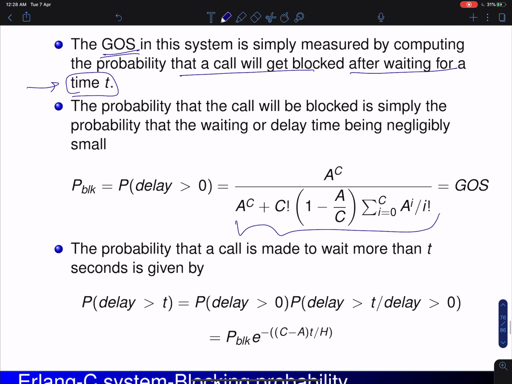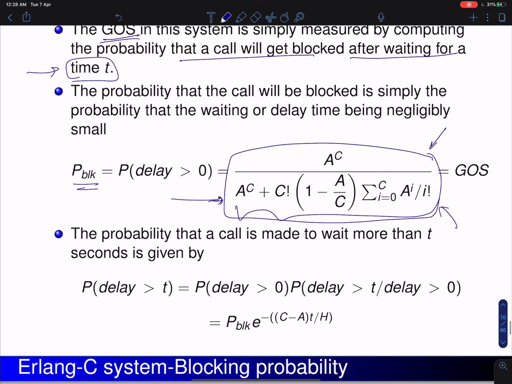So similarly, the probability of blocking in an Erlang C system can be derived and shown to be this. The expression is pretty complicated. I will not be testing Erlang C in the syllabus. I'll only test based on Erlang B. So whatever intuitions we want to understand, we can gain from an Erlang B system. So I'll not be testing here. For an Erlang C system, it's not something I will test.